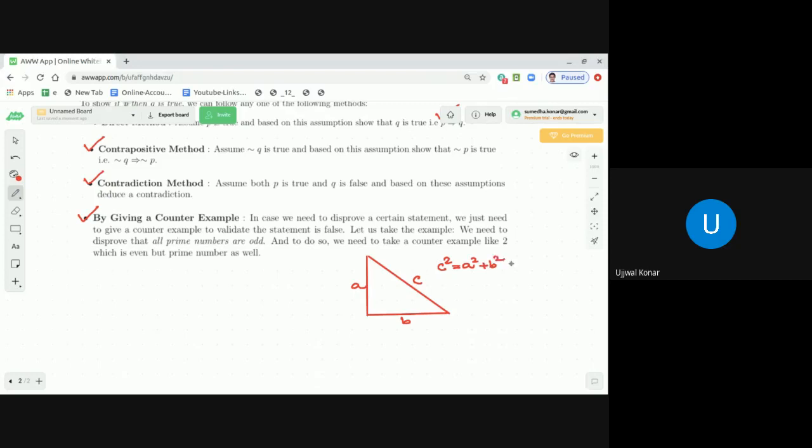That is the Pythagoras theorem. Now, if you need to prove Pythagoras theorem, taking just one example of a triangle ABC is not sufficient. For example, if you take the value of A as 3, B as 4, and C as 5, you will be able to show that 5 square equals 3 square plus 4 square.